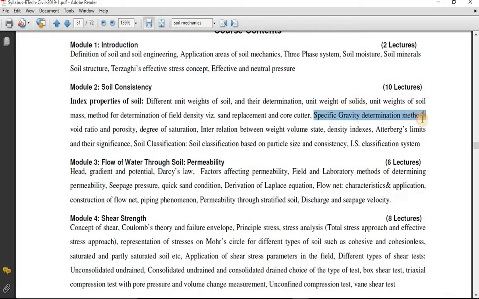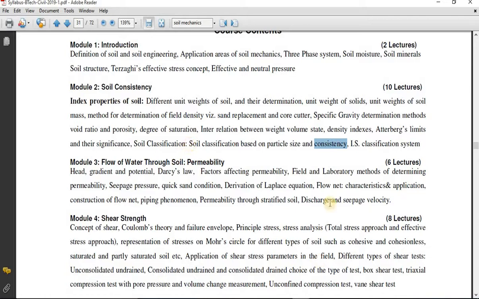Specific gravity and its determination we have covered. Next, I am going to discuss the density indices and Atterberg's limits and their significance, and soil classification based on particle size and consistency. Our main aim is to study soil classification. But to support it, while classifying the soil, we need particle size distribution and also the consistency of soil. Consistency of soil is nothing but density indices and Atterberg's limits. Consistency of soil covers density indices and Atterberg's limits.